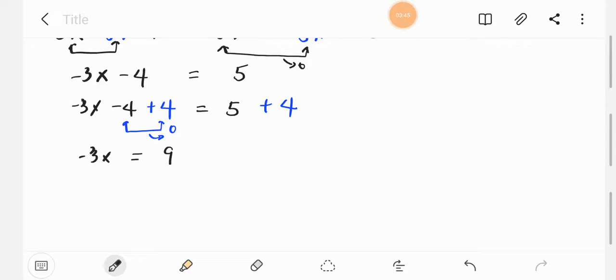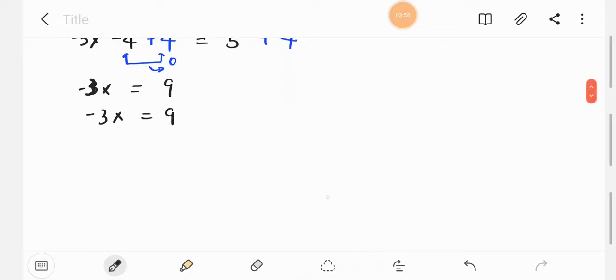Then now what? Find x. So negative 3x is equal to 9. What do we do? x is multiplied by the coefficient of this term, which is what? Negative 3. So in that case, you can divide each side by negative 3. Negative 3 is the coefficient. This means negative 3 times x. So if this is multiplication, then you can divide it.